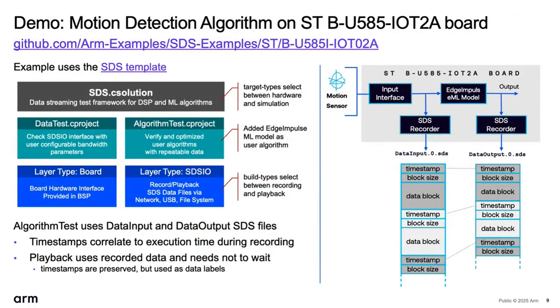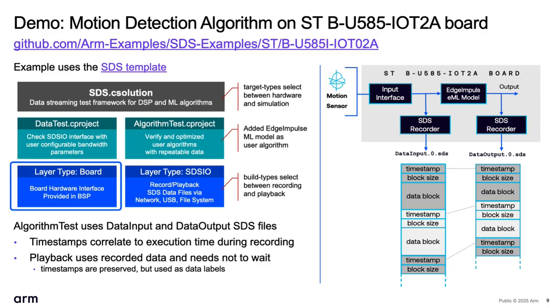My colleague Ralph will now demonstrate an end-to-end workflow with SDS using an Edge Impulse ML model. The example is based on our SDS template. It is structured as follows. The template contains a project for testing data communication and another for testing a user algorithm. Using specific target types, you can either deploy directly on hardware, like an evaluation board, or run it on Arm virtual hardware simulation models. Now, how does this all connect together?